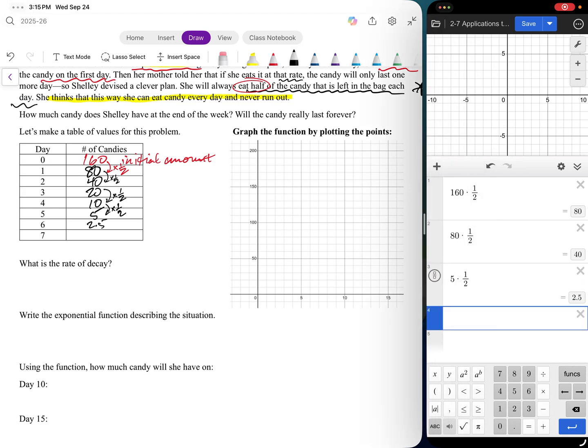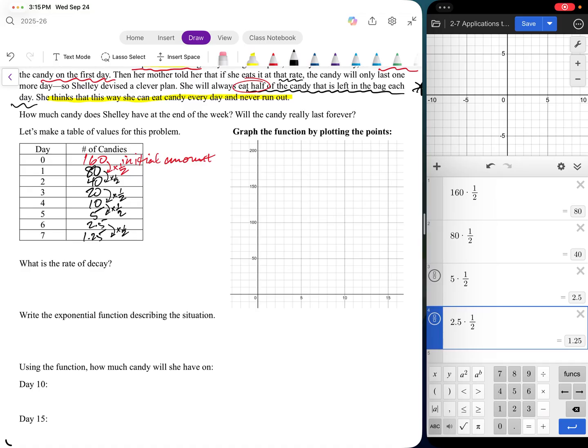And then, well, let me see, what's a half of 2.5? What's a half of 2? What's a half of a half? Which is 1/4. So let's multiply by 1/2. There we go. And half of 2.5 is 1 1/4, or 1.25. Again, we're multiplying by a half because she's eating half every day. That's what it says in the problem. So 1.25, or 1 1/4 pieces of candy.